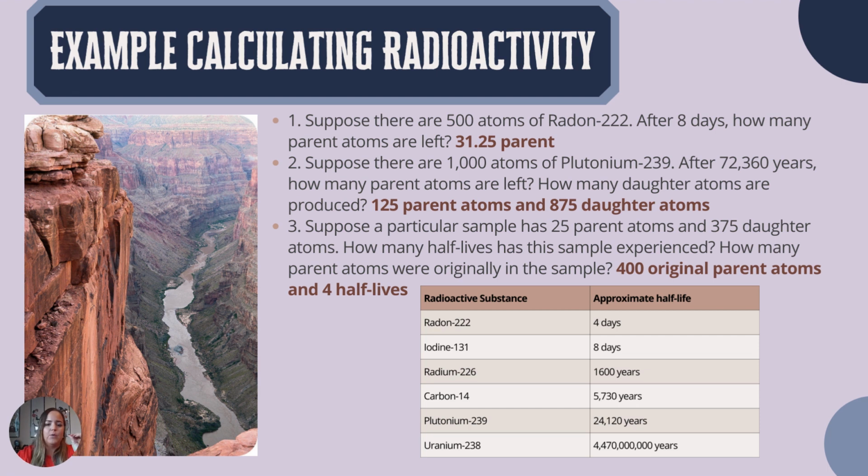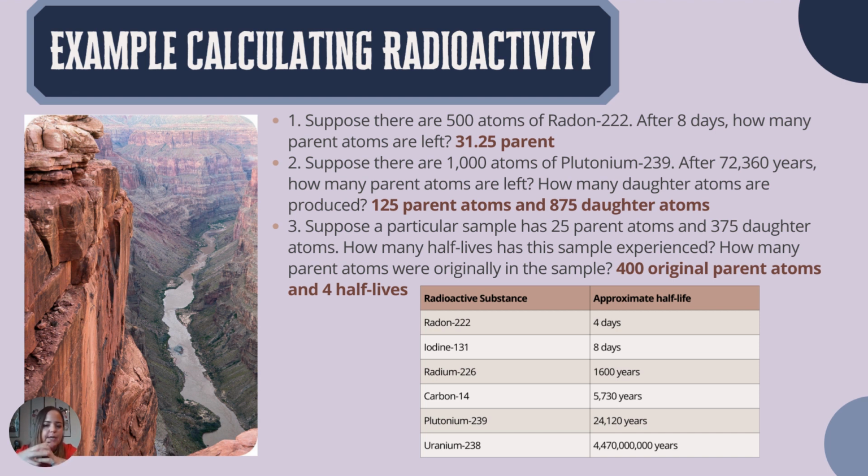You're looking at 4 days for a half-life. After 8 days, we've gone through 2 half-lives, so you need to divide by half, or by 2, twice. Looking at number 2, suppose there are 1,000 atoms of plutonium-239. After 72,360 years, how many parent atoms are left? How many daughter atoms are produced? 125 parent atoms and 875 daughter atoms. So how do we figure that out?